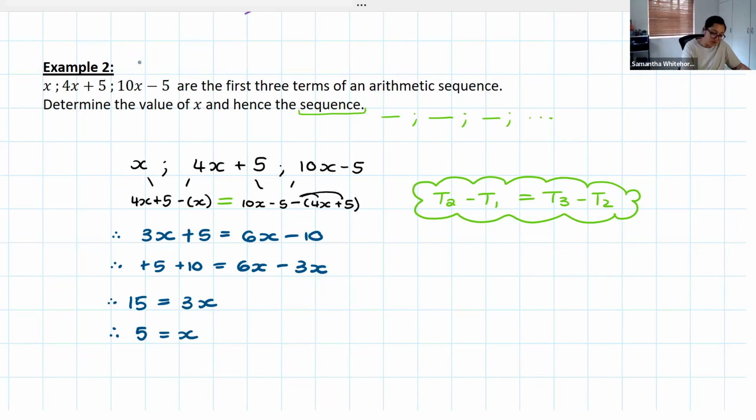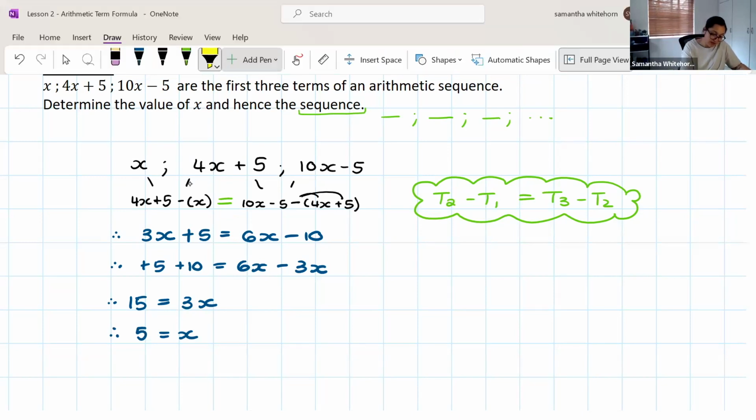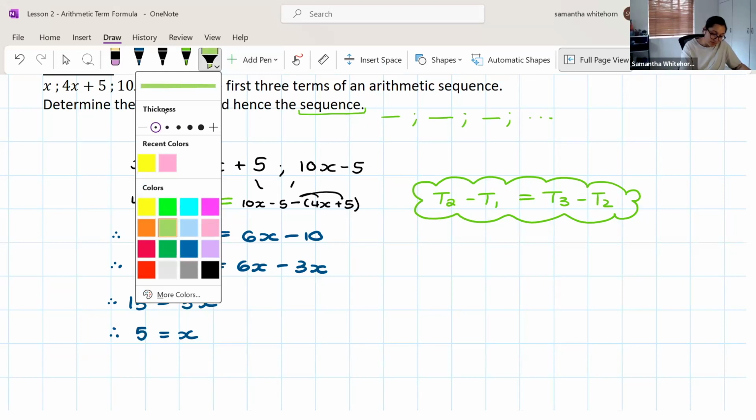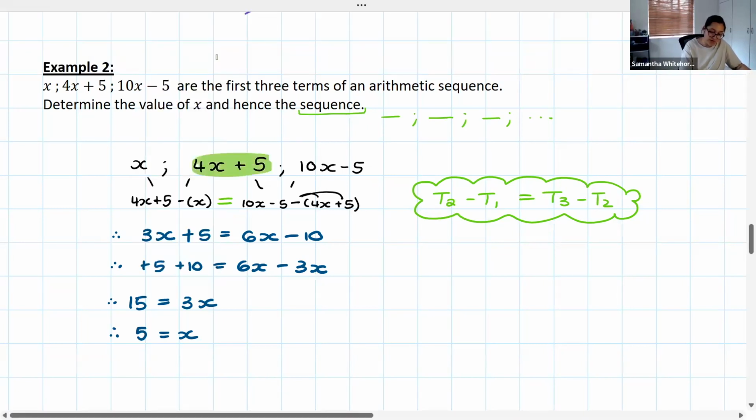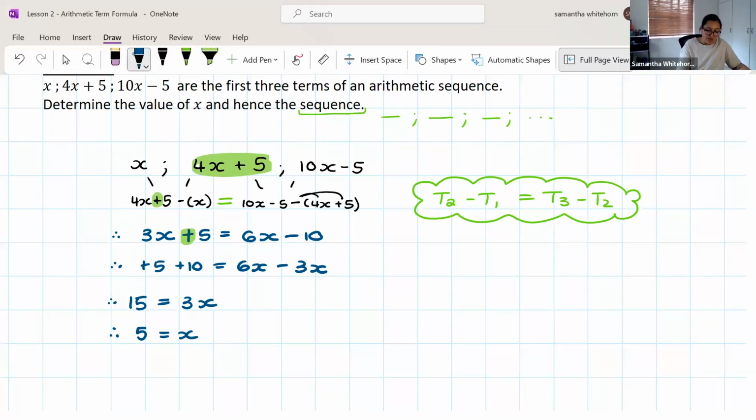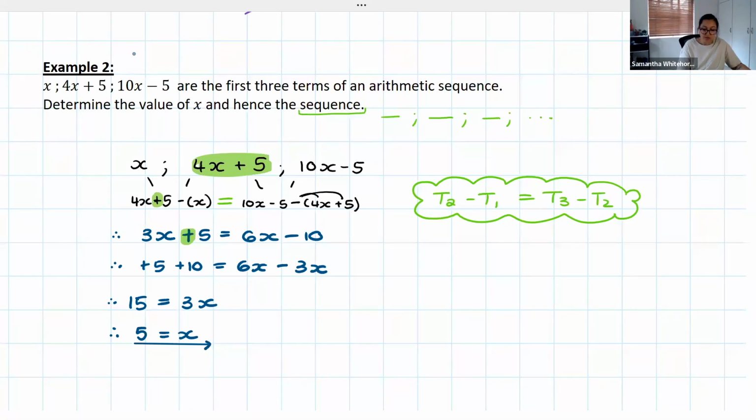So just in case you weren't following what I was doing, I was being a bit stupid. This is 4x plus 5, and I wrote down 4x minus 5. So that sign tripped me up. So just make sure you've got the signs right there. That was just me not concentrating. And we now have what x is. So that was the first part of my question.